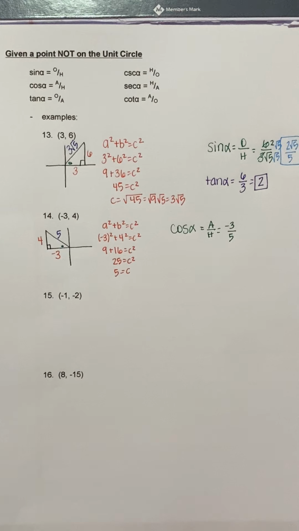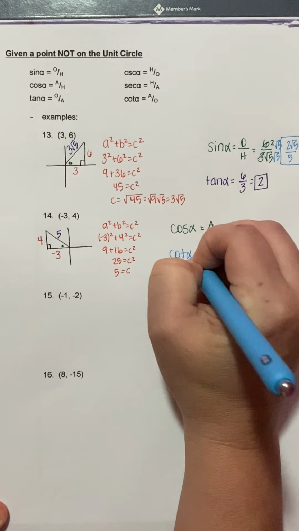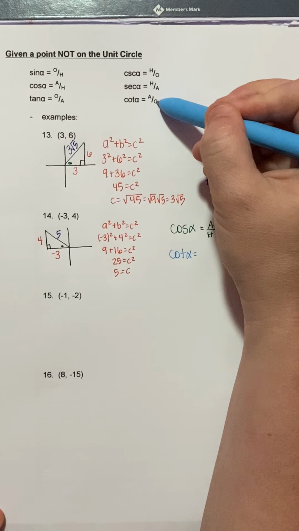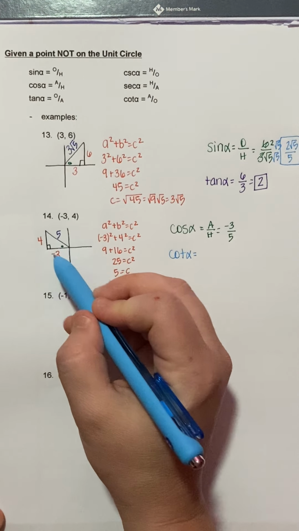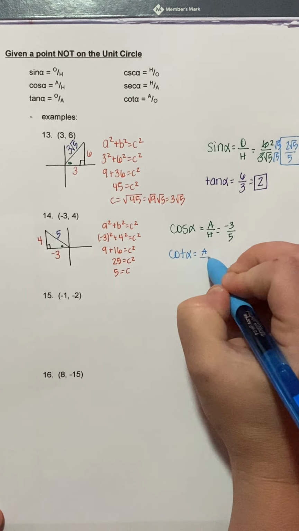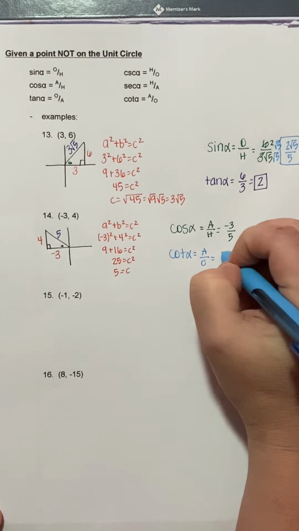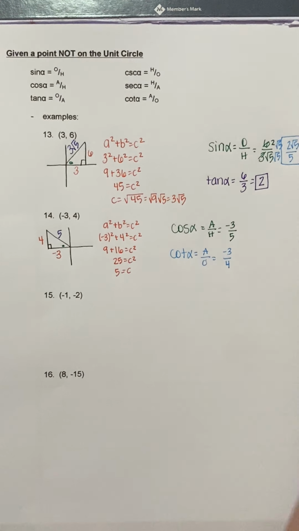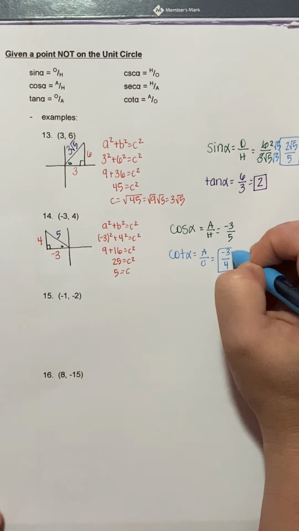All right, next thing, let's go with another problem. And on this one, let's find cotangent of alpha. Cotangent is adjacent over opposite. So here's adjacent, but here's opposite all the way over here. So this is adjacent over opposite. My adjacent side is negative 3. My opposite side is 4. So this is negative 3/4. I don't have a root and I can't simplify. So that stays my solution.